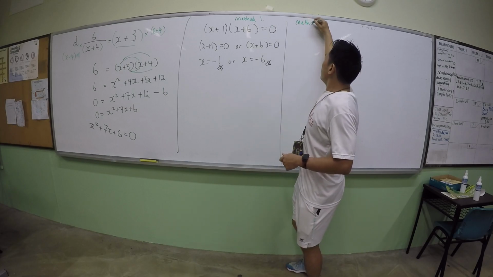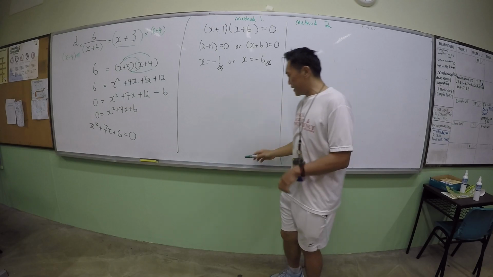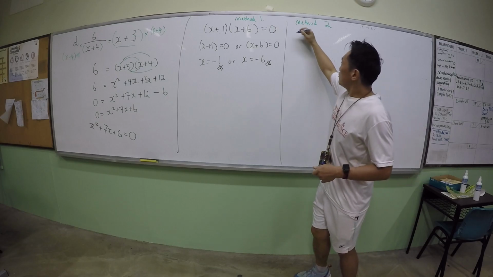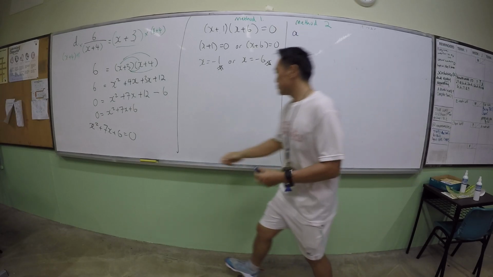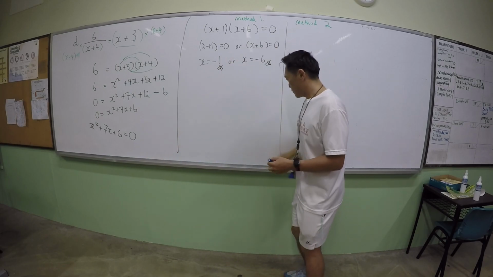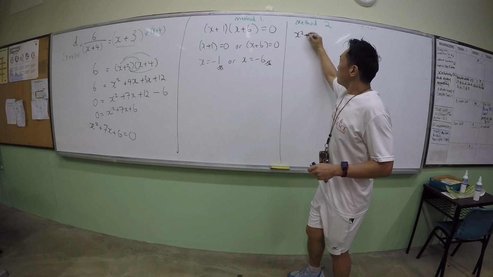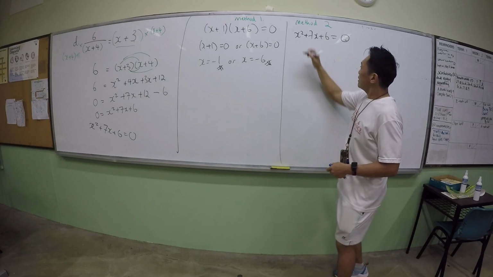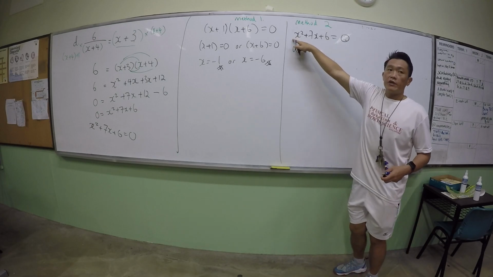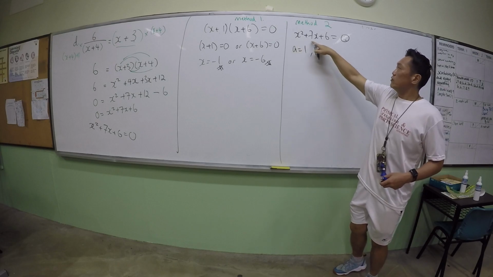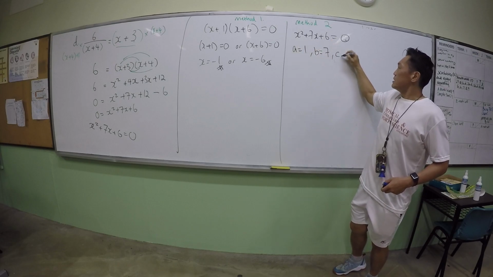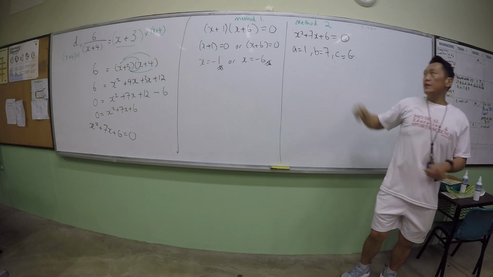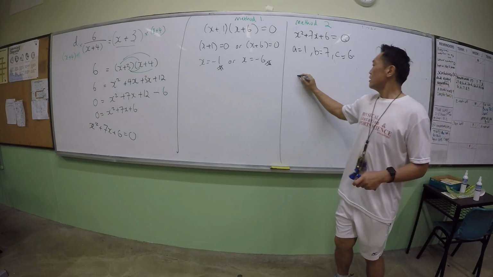For those of you who prefer to just remember your quadratic formula, then you will be using your quadratic formula. Write down from x squared plus 7x plus 6 equals to 0. You can write down what are your a. A equals to 1 because 1x squared. B equals to positive 7. C equals to positive 6. So you have your A, B, C. You can use your quadratic formula.